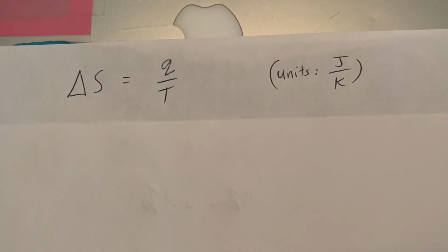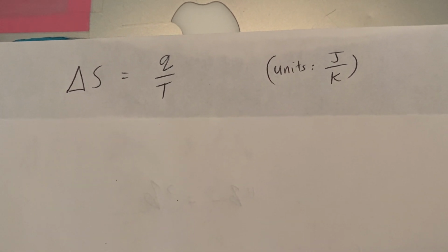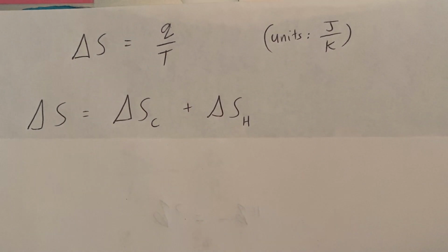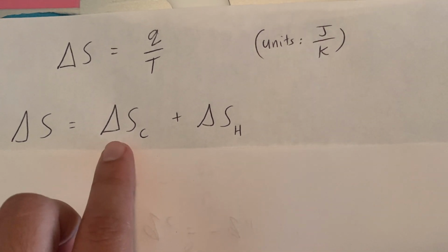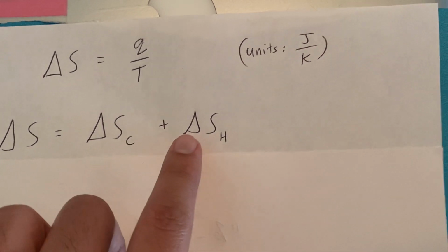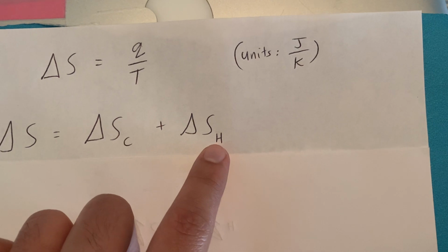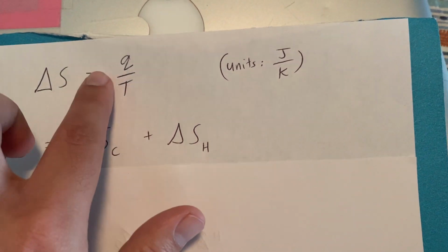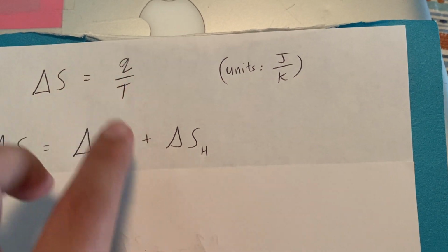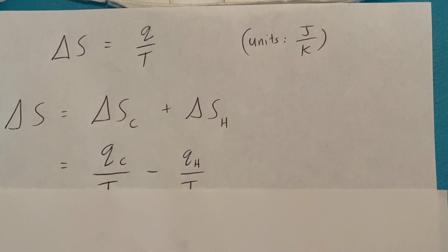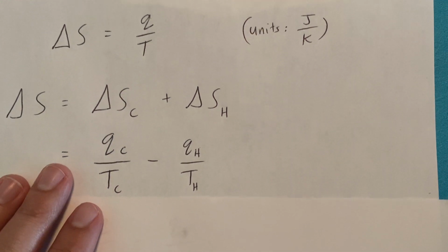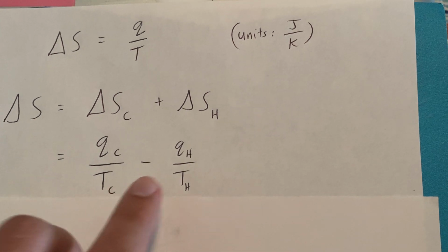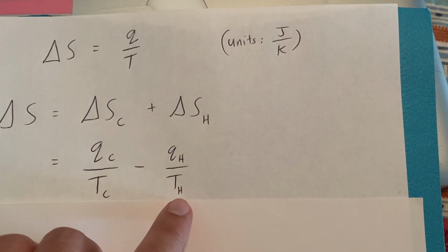So if I think of some sort of isolated system of two objects, one's hot, one's cold, and I try to get the total entropy of both of them, this is the entropy of the cold object, this is the entropy of the hot object. Let me just substitute into these values the equation I have here for entropy, Q over T. So this is what I get. I have the heat of the cold object over the temperature of the cold object, and the heat of the hot object over the temperature of the hot object.